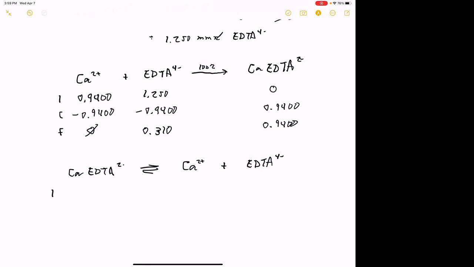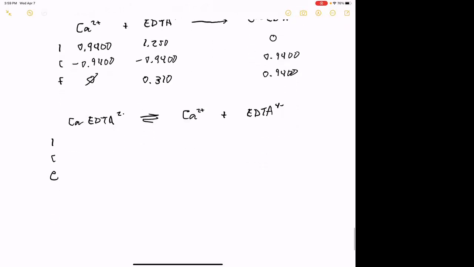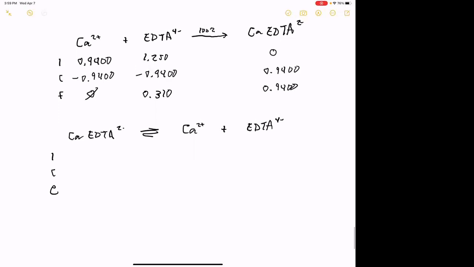Okay, now I want an ICE table, right? But what goes into an ICE table, guys? Molarities. Yeah, we need molar concentration. So what's my V total now? I think it's 25 and 25, right?